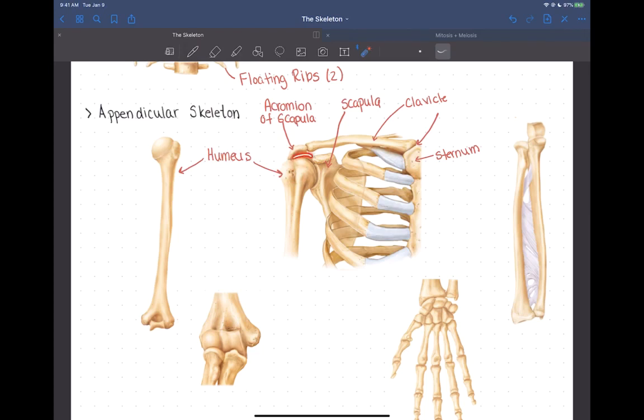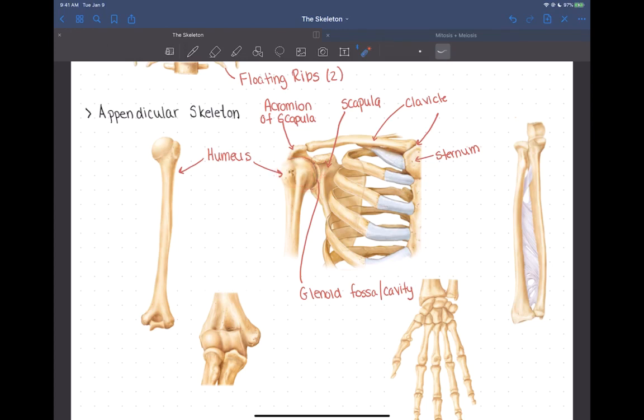The scapula has this kind of cup. You can see the edge of it here that the humerus fits into. That is called the glenoid fossa, or sometimes you can see it called the glenoid cavity. That is what the humerus fits into. So we would say proximally, the humerus articulates with the scapula.